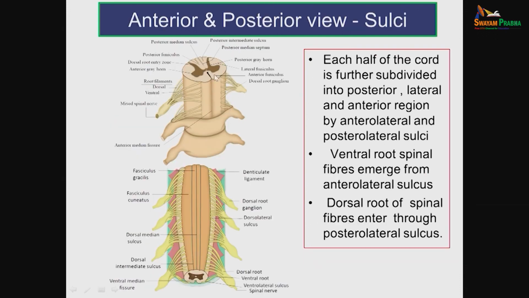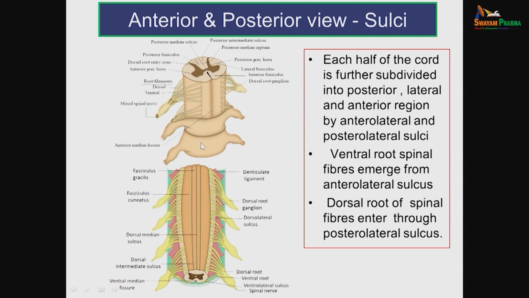So, this picture shows that each half of the cord is divided into anterior, lateral and posterior regions because of the presence of two anterolateral sulci anteriorly and two posterolateral sulci posteriorly. Please understand that at the anterolateral sulci, the ventral roots are emerging. This is the posterior view. At the posterolateral sulci on either side, the posterior roots are emerging. The ventral root and dorsal root join and form the typical spinal nerve, which is both motor and sensory. This we have learnt already.